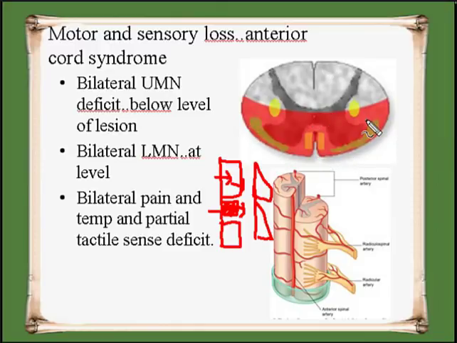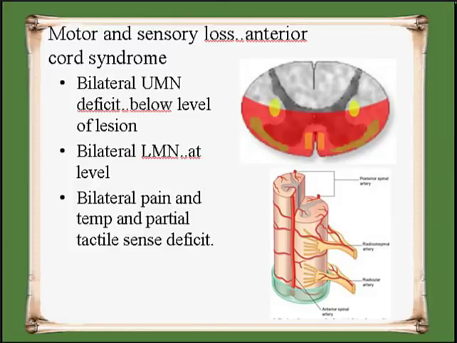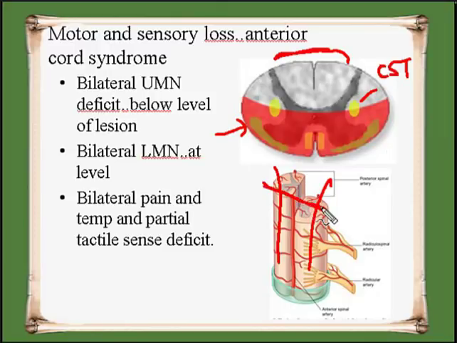Now in this you can see this is the area that is affected, and notice here that the dorsal columns, which are present posteriorly, are spared. So what you see in the anterior cord syndrome is that now the corticospinal tract, so you can see this is the area of the corticospinal tract, on both sides the corticospinal tract has gone, so there will be a bilateral upper motor neuron deficit, and it will be below the level of lesion because obviously these tracts are coming down this way on both sides. If this is where all of this is affected, any part of the corticospinal tract above is okay, but the part below is gone.